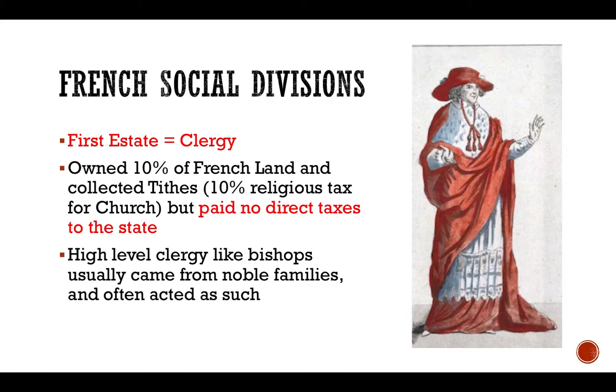The First Estate is the clergy. They owned 10% of French land and collected tithes, which was a 10% religious tax for the church. They did not pay any direct taxes to the state. High-level clergy, like bishops, usually came from noble families and often acted as such.